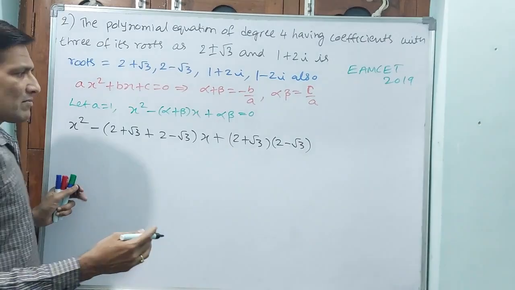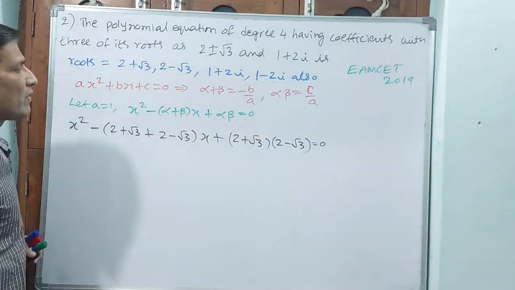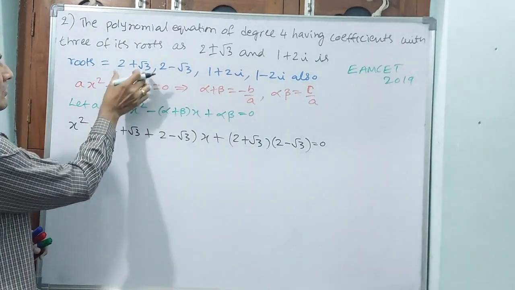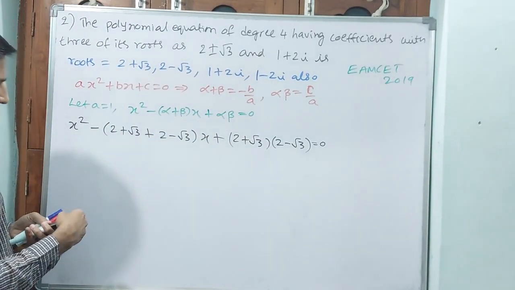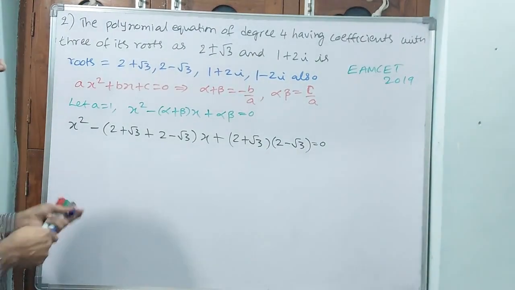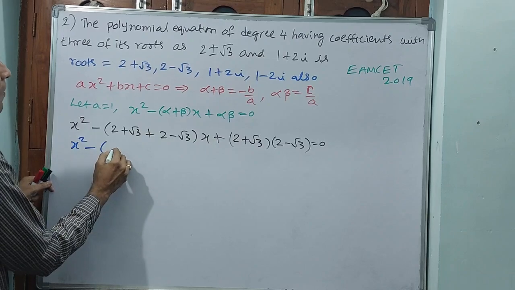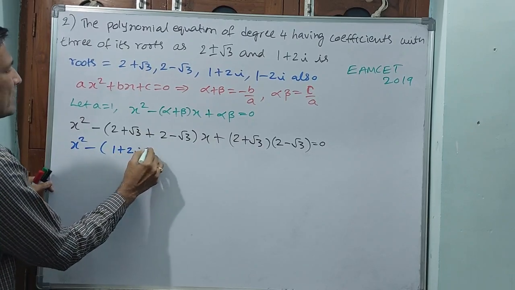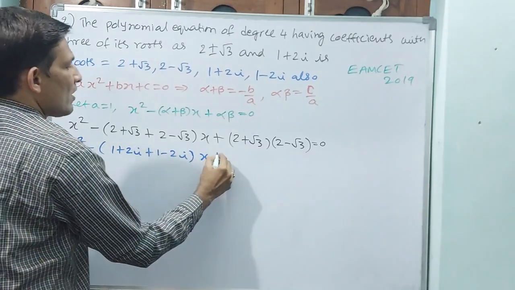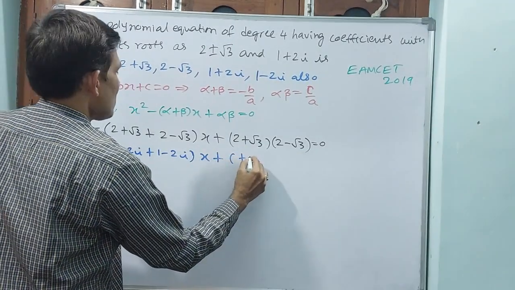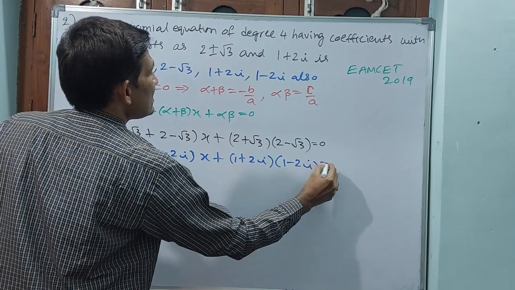But shall I write the other equation? Let us write this equation first only. We will solve separately and afterwards we will multiply. This is equation number 1 with these 2. With these 2 also we have to write. Let us write again the same as earlier: x square minus of 1 plus 2i plus 1 minus 2i into x plus 1 plus 2i into 1 minus 2i is equal to 0.